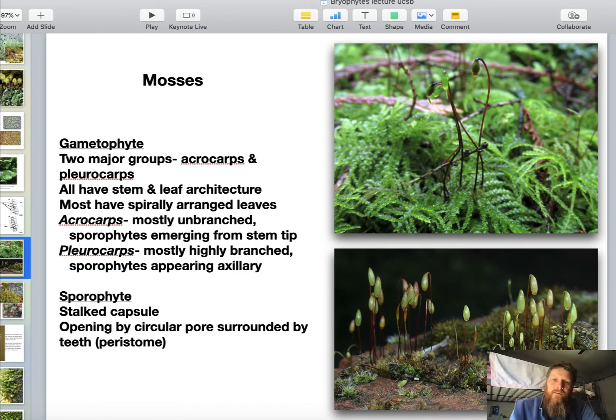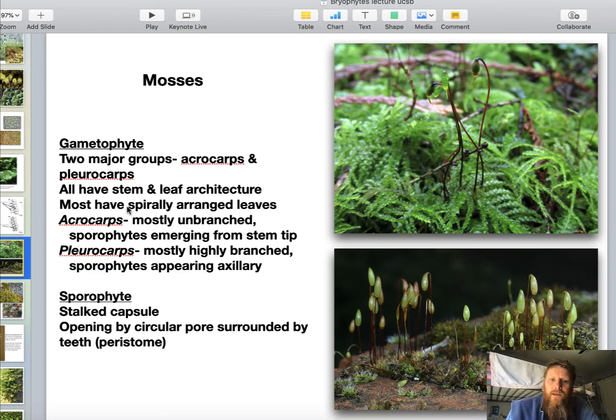And that brings us to mosses, the third of the 3 groups. In mosses, the gametophyte morphology is first of all separated into 2 general categories, the acrocarps and the pleurocarps. I'll talk more about that in a minute. This is sort of analogous to our separation between monocots and eudicots in the vascular or flowering plants. So it's kind of a big separation.